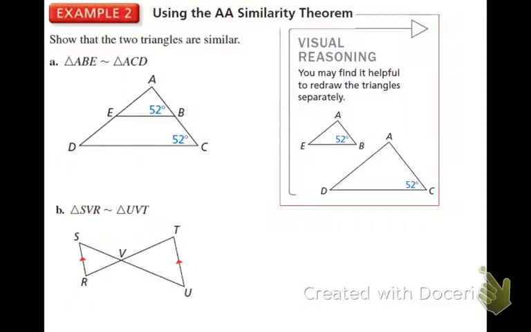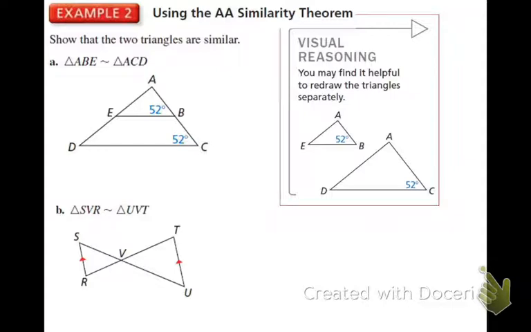So right off the bat, we see we have two angles that are congruent to each other. So what we're going to do is state that they're congruent. We already know that these are similar, so that means two of the angles are going to be congruent.